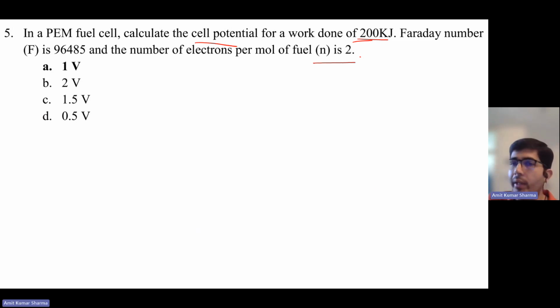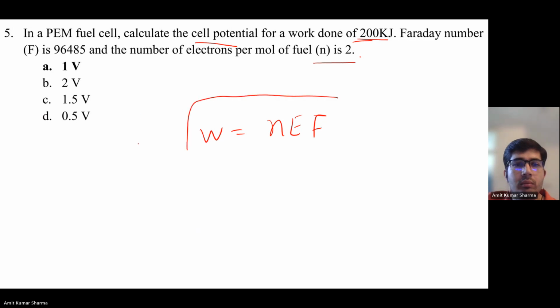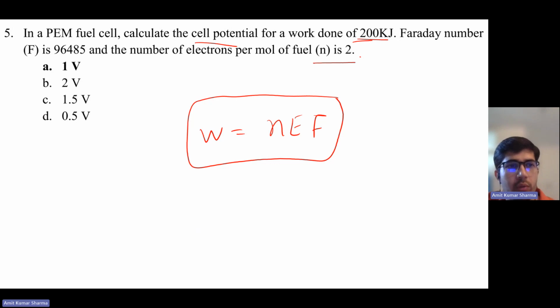Let me give you a hint. The work done for a fuel cell is nEF. Maybe now you can try to find the answer, because we have been given F, N, and W. Try to solve the equation.